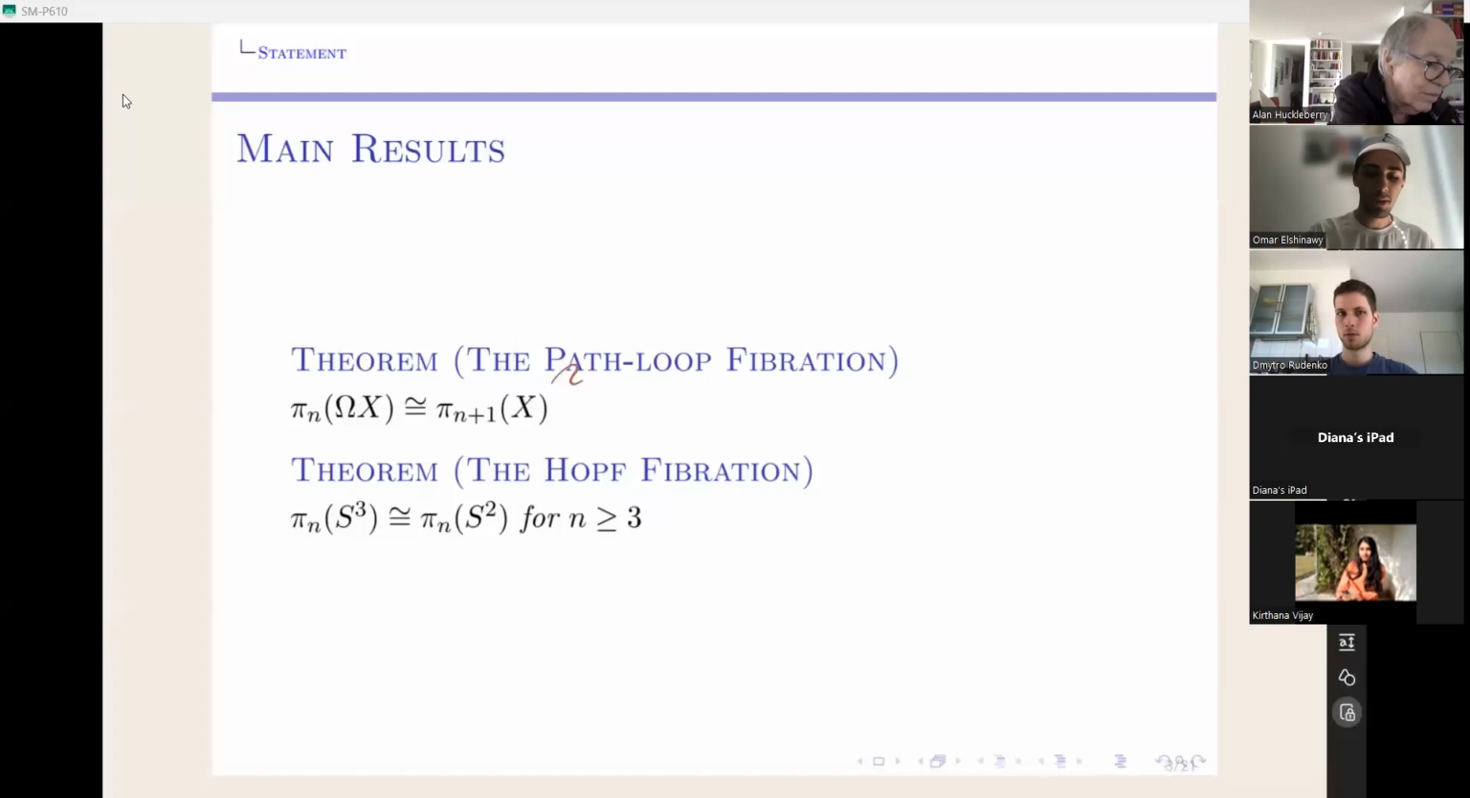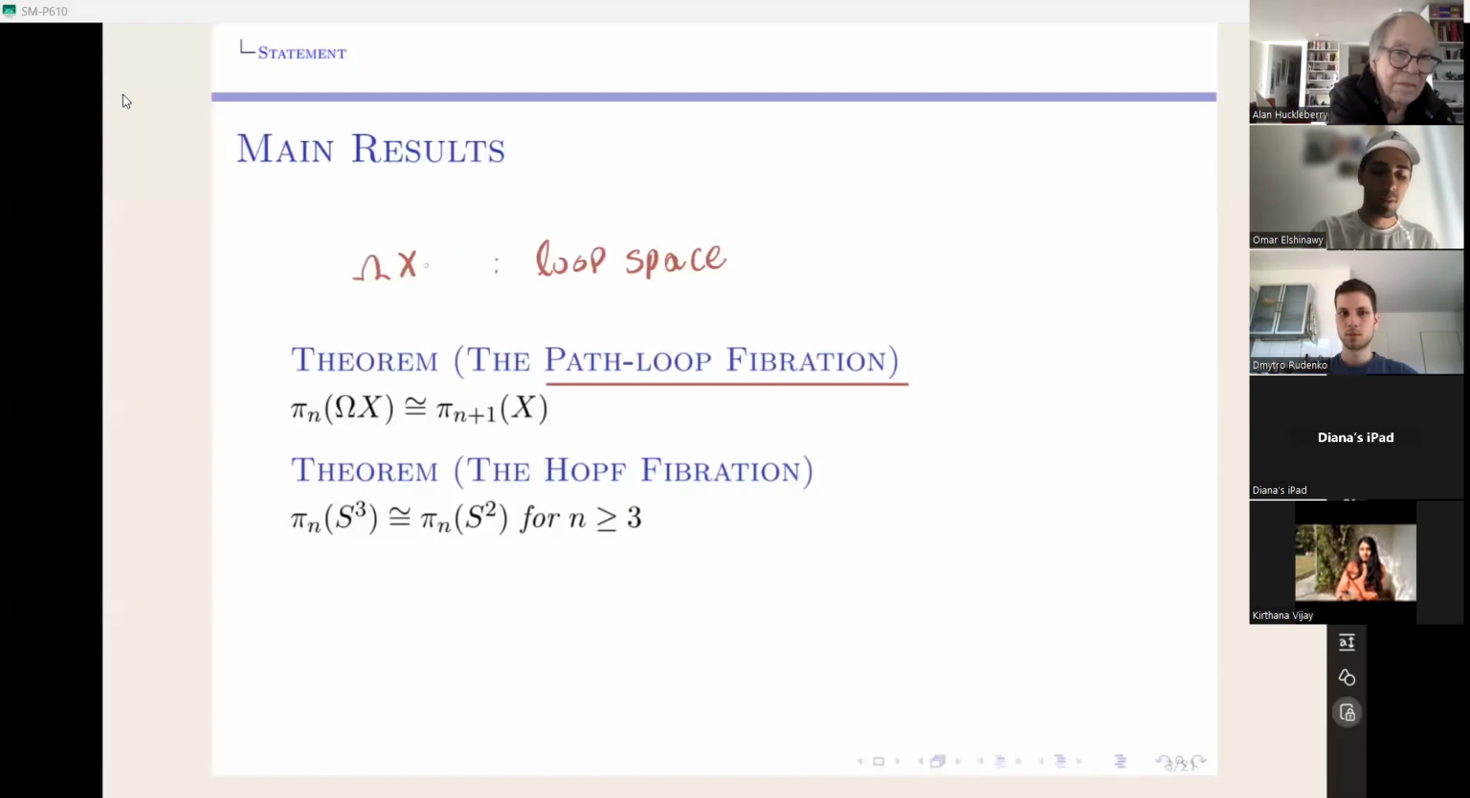So we have a fibration called the Path-Loop Fibration. Just very briefly, omega of X is the loop space, so the space of all loops in X. Of course, you should include a base point for the loops, but sometimes they are omitted. Okay, and then we have this isomorphism of groups. So you start with a fibration, and we will talk about what a fibration is a bit later. And you get this interesting result that is very general.